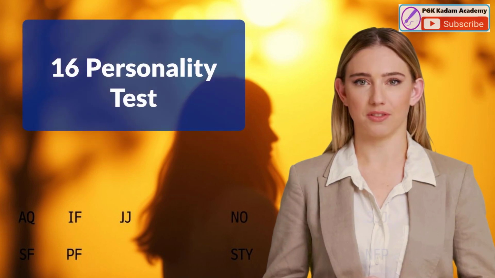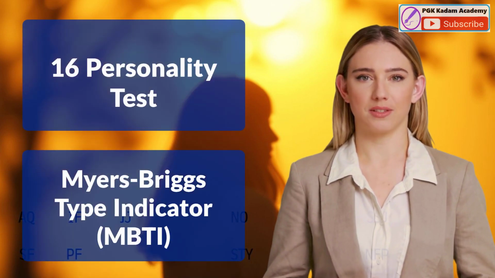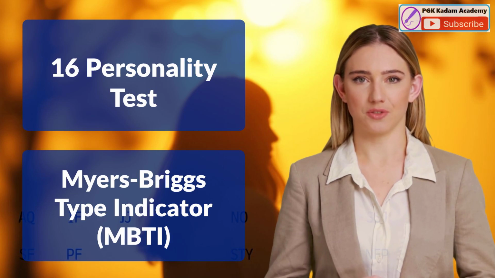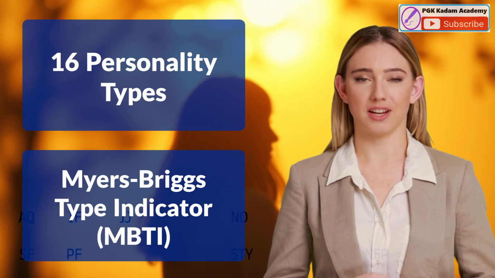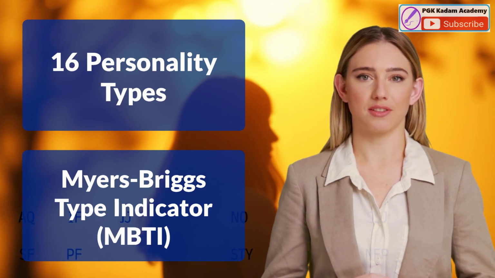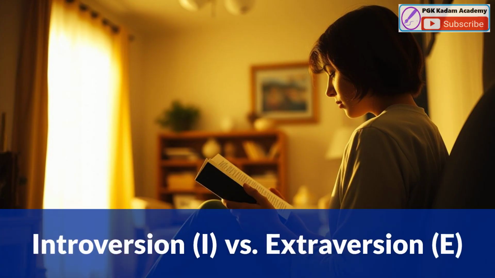The 16 Personality Test, also known as the Myers-Briggs Type Indicator, MBTI, is a psychological tool that categorizes individuals into 16 unique personality types based on their preferences in 4 core dimensions. Let's see these 4 core dimensions one by one.